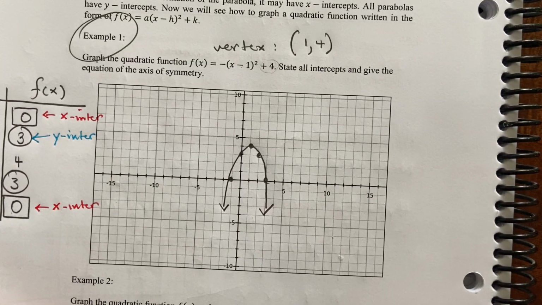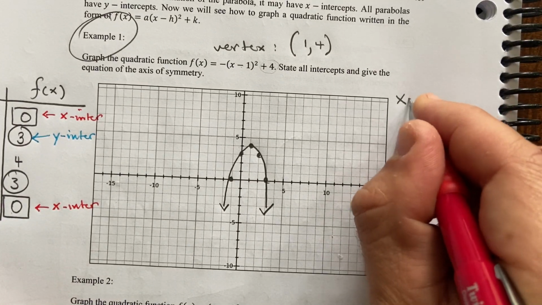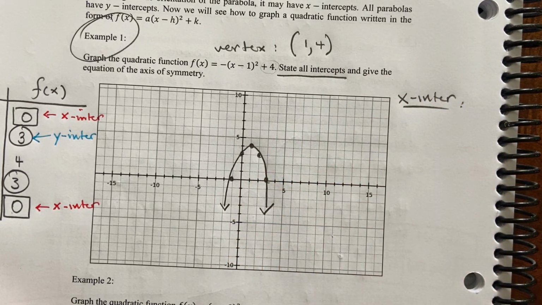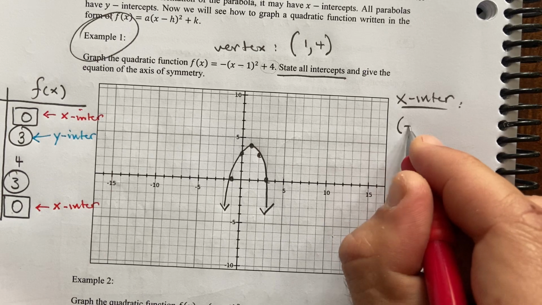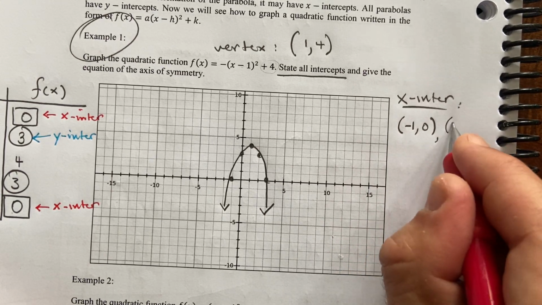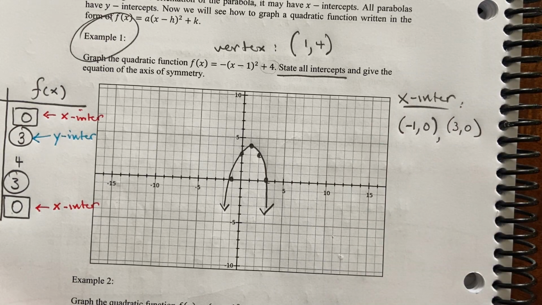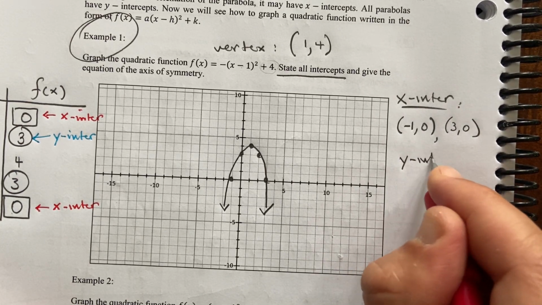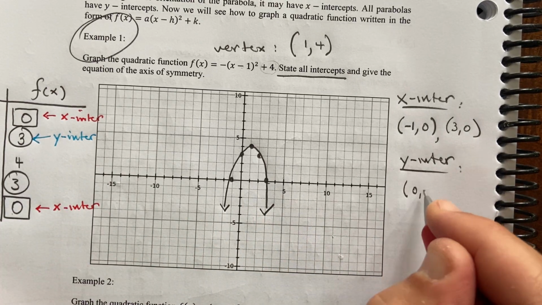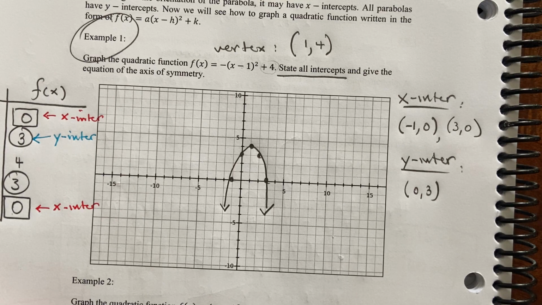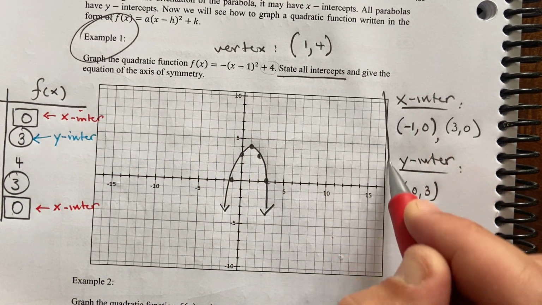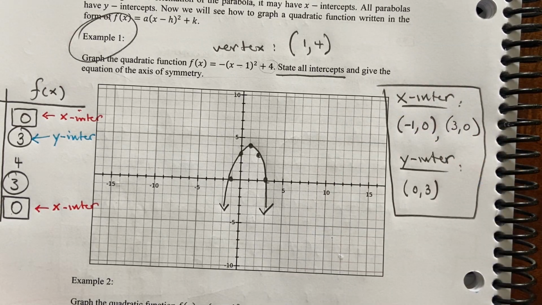So maybe over here, I'll actually state them explicitly. So for x-intercept, right, that was a part of this problem, state all the intercepts. We have -1, 0, and we also have 3, 0. For the y-intercept, there's only one. I have right here 0, 3. So graph the quadratic function. Here's the graph. Here's the intercepts that we were being asked for.